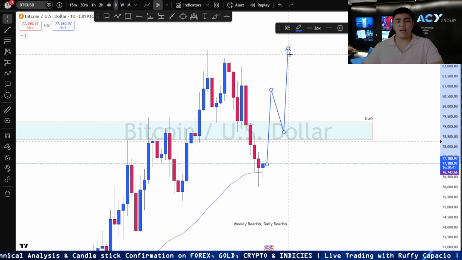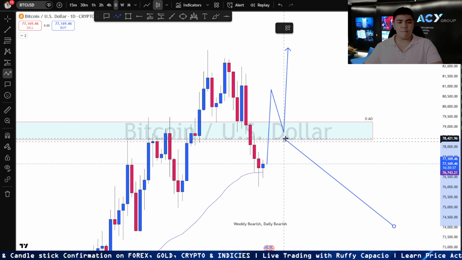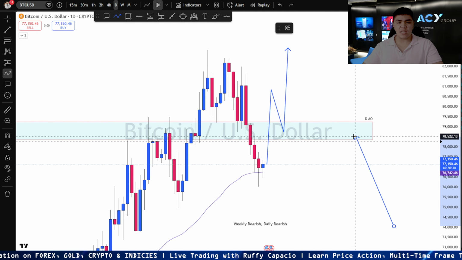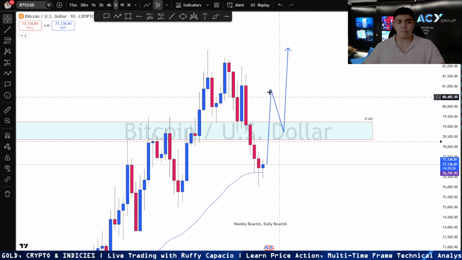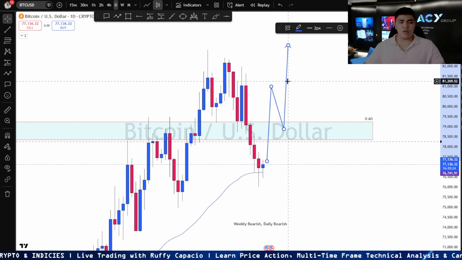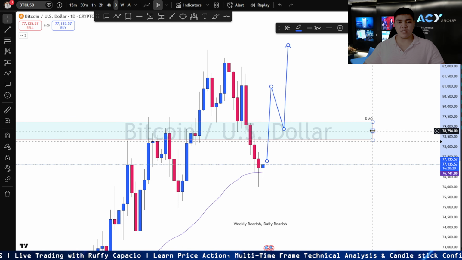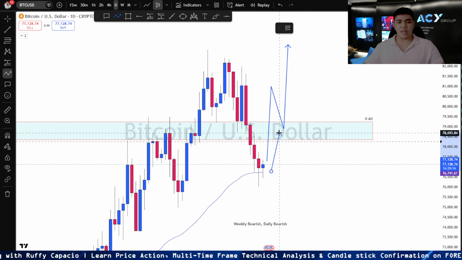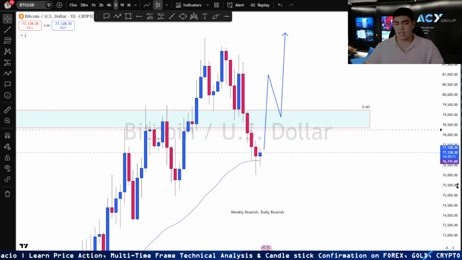So either way, once price could properly reject this area, we will use it as a resistance. Once price is having a breakout, not properly retesting or rejecting this area, then it could act as a support. So for the bullish scenario, break and retest of this daily resistance level. For the bearish scenario, properly retest, reject, push to the downside. So that's it for Bitcoin.